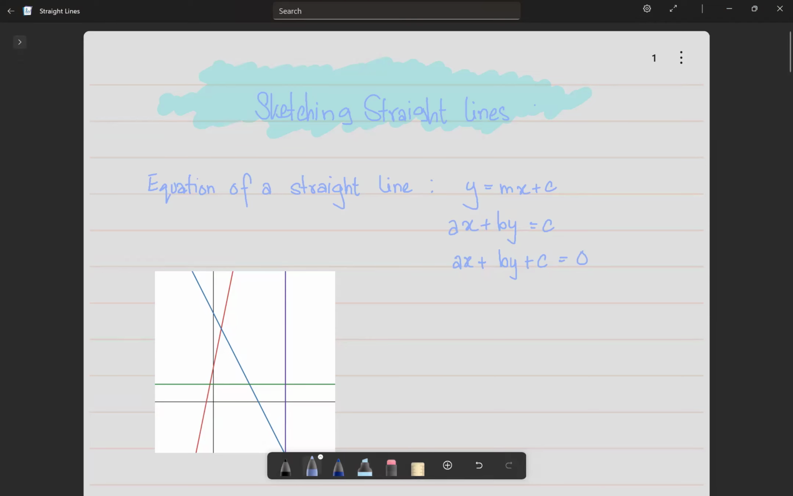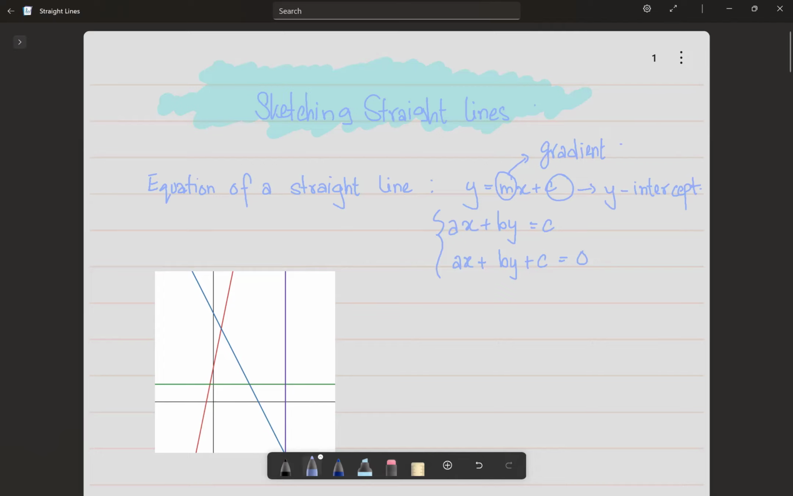This is the first form, in which y is made the subject. So y is equal to mx plus c, where we all know that m is the gradient and c here is the y-intercept. Y-intercept means the point where the line cuts the y-axis. And these are the other two common forms of the equation of a straight line.